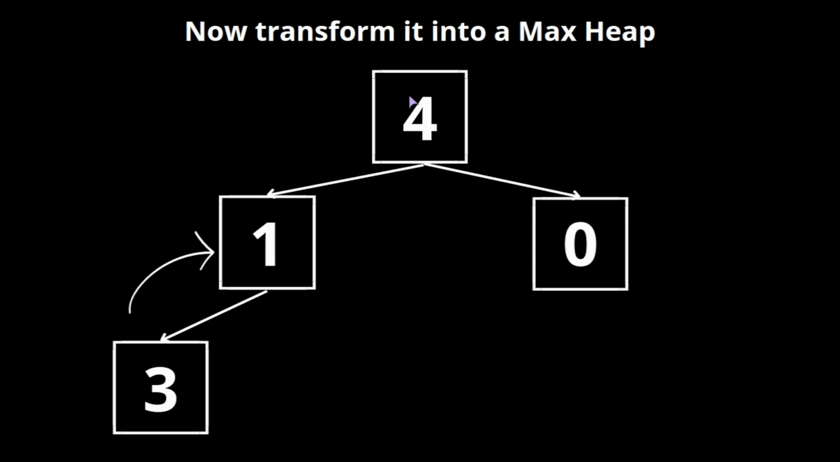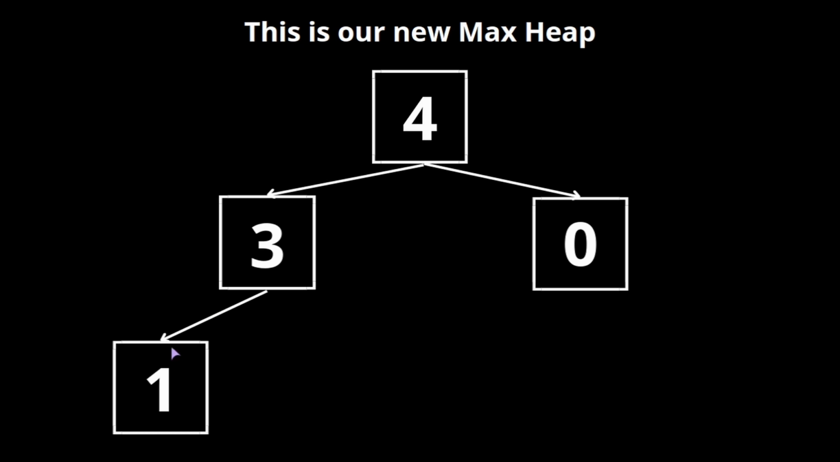Once we swap it, we have to recursively check if the swapped element is at its correct position, because we swapped 4 with 1, but 1 is not guaranteed to be greater than its children. In this case, the child was number 3, and 3 is greater than 1, so we have to check if number 1 is greater than or equal to its child. It's not, so we have to swap again, 1 with number 3. Here we do the same thing: check if 1 is greater than its child. But we don't have any more children to compare with, so number 1 is at its correct position. And this is our new max heap.